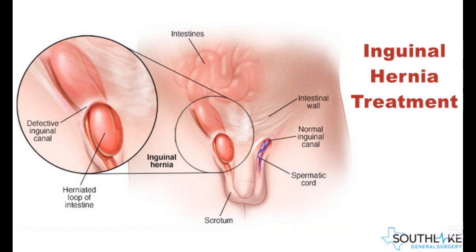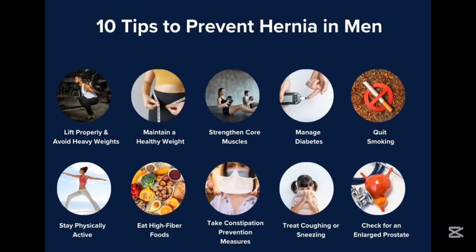And how do you prevent it? You maintain a healthy weight, you avoid chronic constipation and straining, and you quit smoking. Remember, we said that chronic smoking can lead to a chronic cough, so you cut down on smoking, use proper lifting techniques, strengthen abdominal muscles gradually, and you treat chronic cough or lung diseases early.